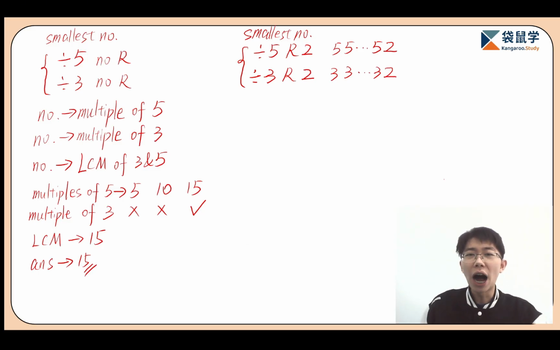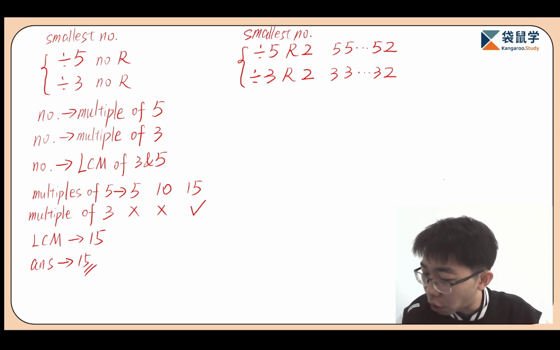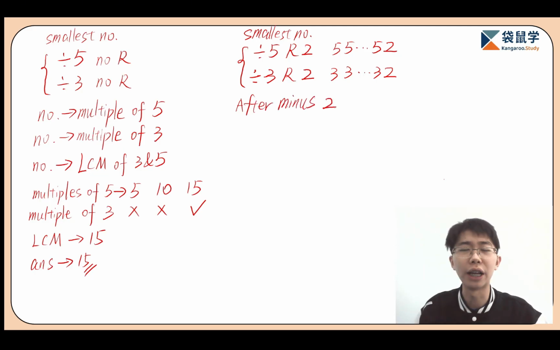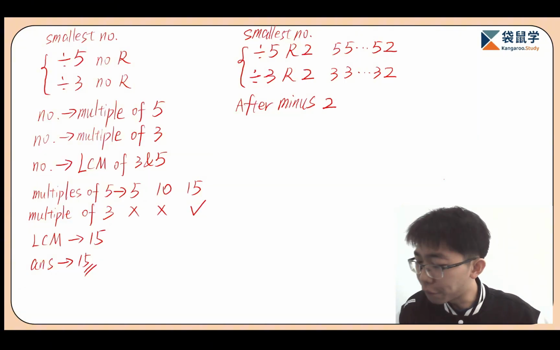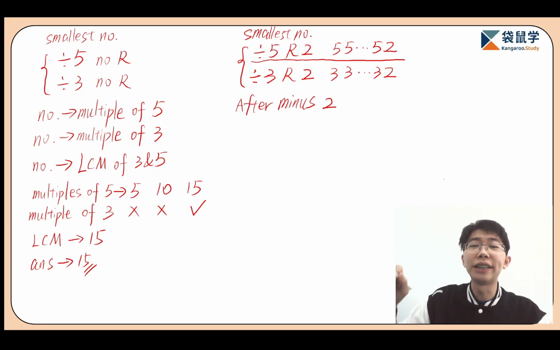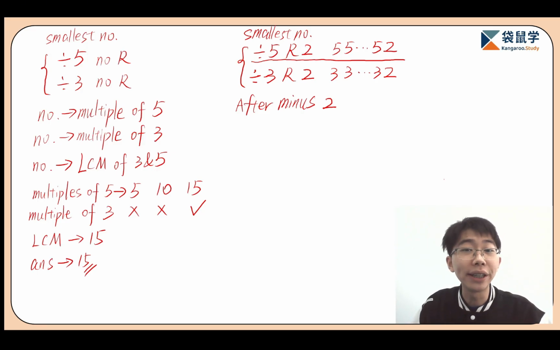Alright, now how can we try to remove our remainder here? How about let's do a subtraction here. Now after we minus this number 2 to our number, what will happen? For the first constraint, let's see. After we minus 2 to our number, do we still have a remainder 2 after divided by 5?